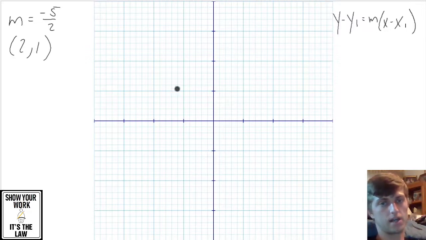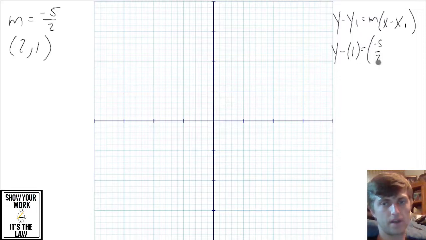So substitute. We've got y minus y1, and y1 is 1. Notice how for all these we're keeping the negative in place. That's because when we're substituting, we're just substituting our variable. We don't care what's in front of it. We're just substituting the letter part. So y minus y1 equals m, which is -5 over 2, and then we've got regular x, and then x1 is 2. All right, simplify the left: y minus 1, just drop those parentheses.